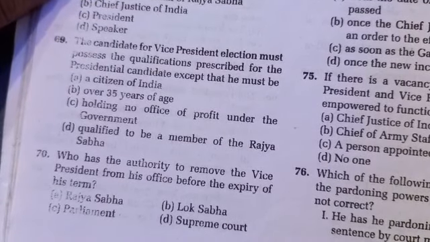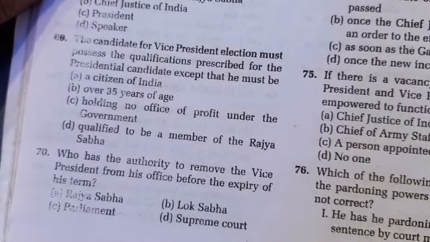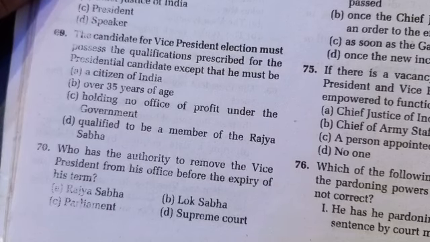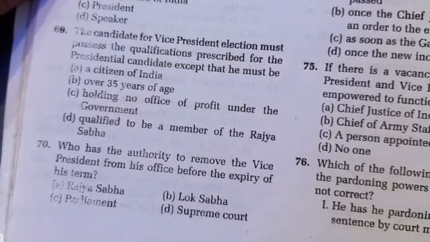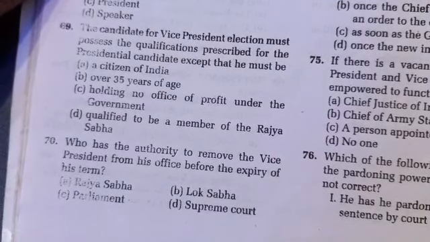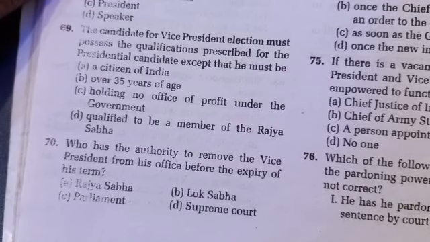Who has the authority to remove the vice president from his office before the expiry of his term? So the right option is C. Parliament has the right.